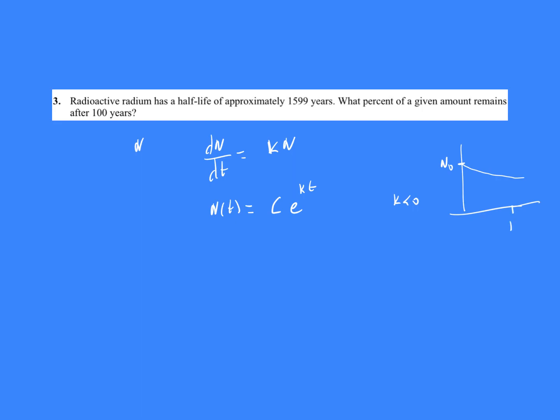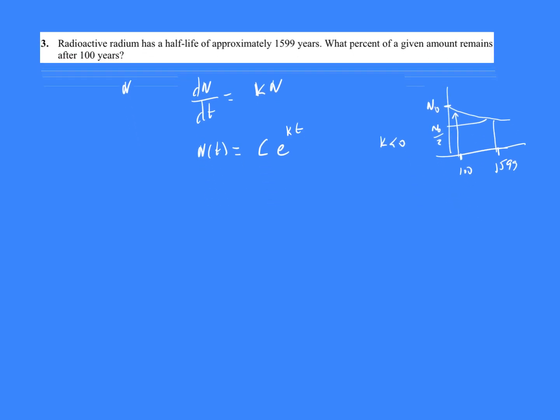And after 1,599 years, the amount of substance is exactly half, N0 divided by 2. This is what it means to have a half-life. The problem is asking, when you are here at 100 years, what is the amount of substance that remains? So all the information is here. So let's use these solutions to find the solution to the problem. Initially there is an amount N0. So let's put N0 here, N0 instead of C. The N0 is the C, the initial amount.